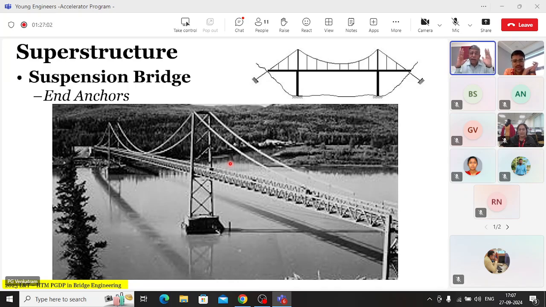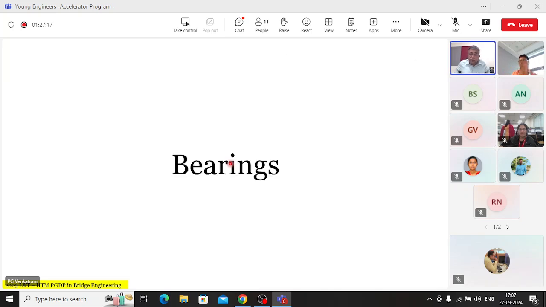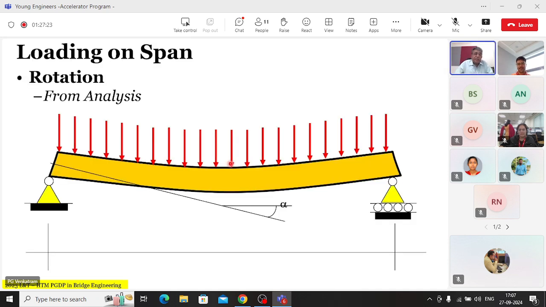So you have to have in mind what kind of load transfer mechanism is taking place in what kind of superstructure arrangement. So we are now moving on from one component of a bridge system called the superstructure to the next component, which is bearings. Bearings are between the superstructure and the substructure. So let's start with a simple arrangement.